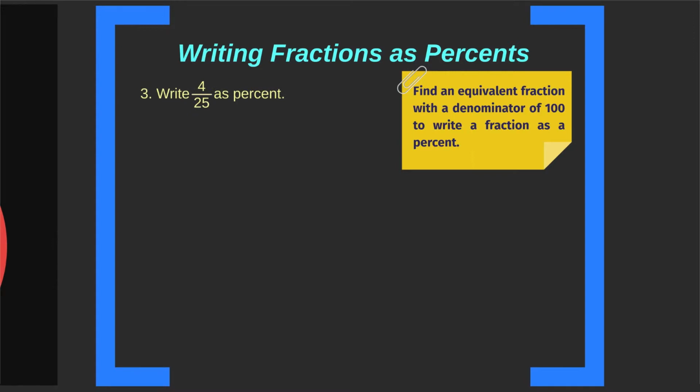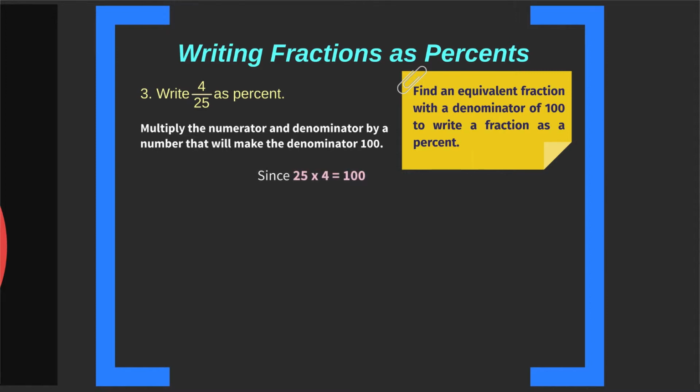You see, the denominator of the fraction is not 100, so we can't use the percent formula right away. We should multiply the denominator by a number in order to make it 100. However, we can't do it with only the denominator. Whatever we do with the denominator, we also need to do with the numerator to keep the value the same. So we will need to multiply the numerator and denominator by a number that will make the denominator 100. Since 25 times 4 is 100, then we should multiply both the numerator and the denominator by 4.